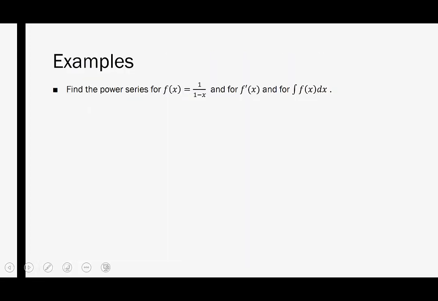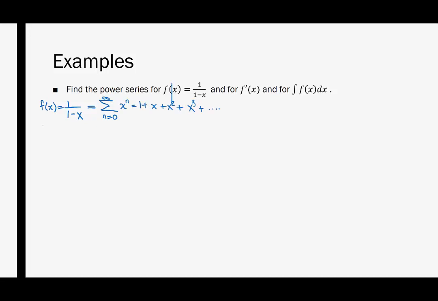So let's look at an example. We're going to find the power series for the function f of x equals 1 over 1 minus x, and then we're also going to find the power series for its derivative as well as its antiderivative, a generic antiderivative. So you'll recall that f of x equals 1 over 1 minus x. This is the one that I can build via the geometric series formula. So that's the sum from n equals 0 to infinity of x to the n.